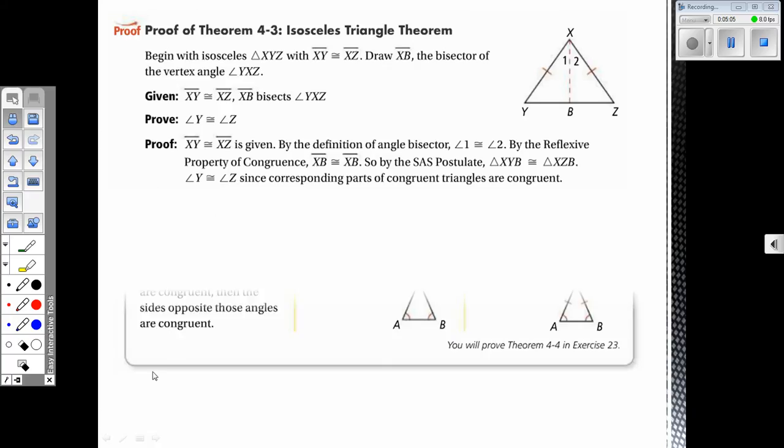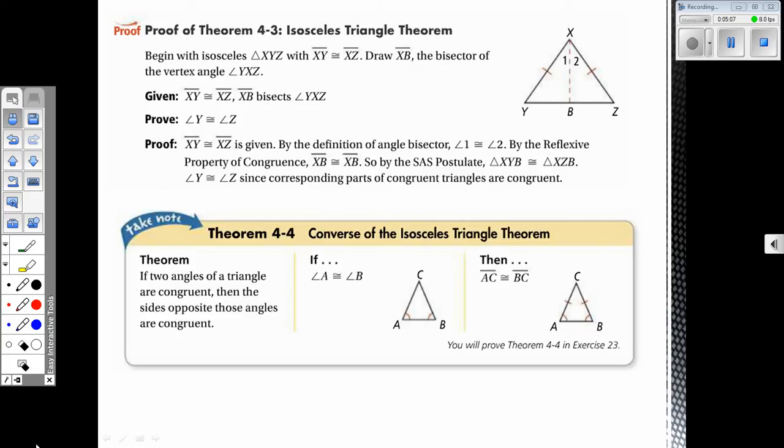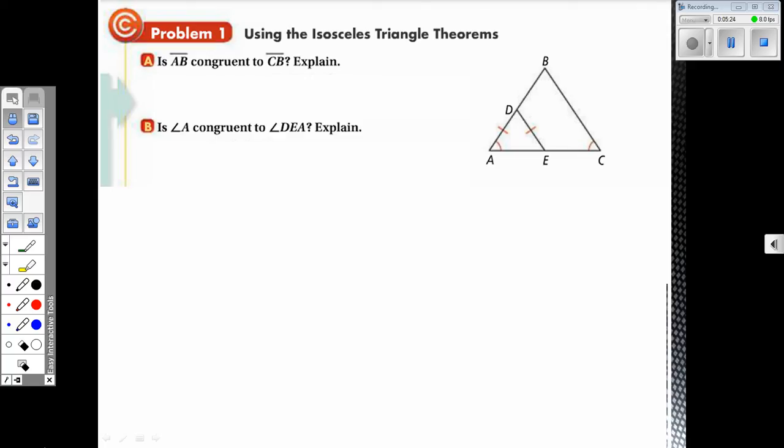Okay. The second theorem you get in this lesson is the converse of what we just talked about. It says if the base angles are congruent, then the sides opposite are congruent. Okay, and so it's the converse of the isosceles triangle theorem. Now, in your homework, it's going to look like this. They're going to give you a picture, and they're going to ask you a question. And you're going to use or apply one of those theorems to give me the answer.